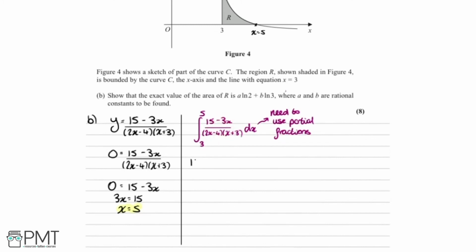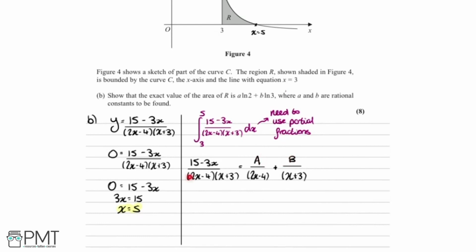So we're going to say that (15 minus 3x) all over (2x minus 4) multiplied by (x plus 3) equals something A over (2x minus 4), and then we're going to add on to that B over (x plus 3). So now our job is to work out what A and B are.